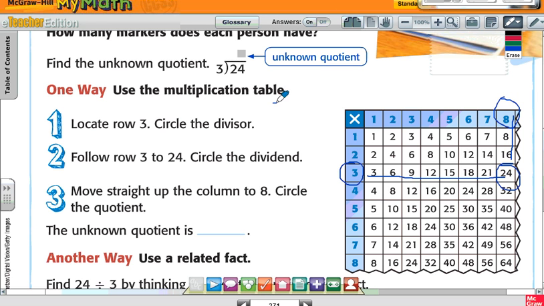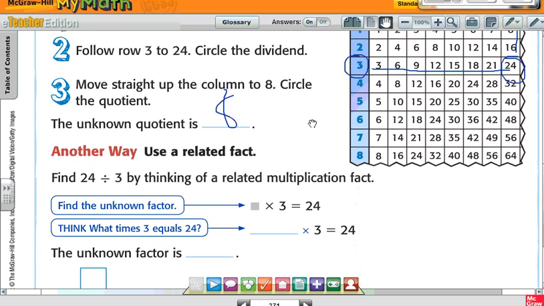So 3 is the divisor. 24 is the dividend. And the quotient is the number that goes at the top, which is the answer to a division problem. So what is the unknown quotient? 8. That's one way to solve that, using your multiplication table.